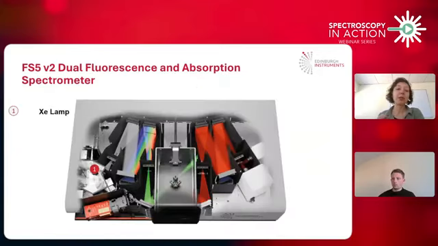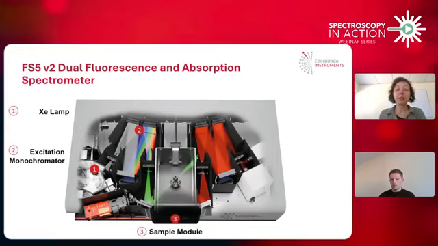Just a quick tour of what's inside the FS5 and what the main options are. It features a xenon lamp for excitation. This gives you a continuous white spectrum from the UV up to near infrared. You select the excitation wavelength using the excitation monochromator, and it then reaches the sample module here, which is exchangeable. After the sample, you have two detection paths.